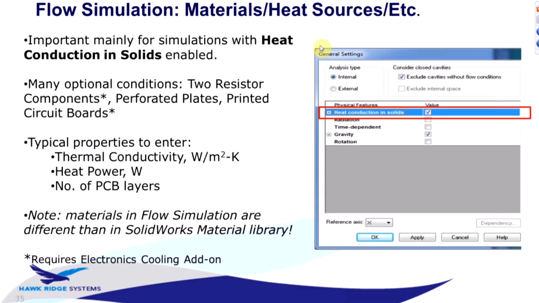There are also a number of ways to define heat sources in the simulations. We'll be able to just manually define a certain heat power, for example, in watts or other units. We'd also be able to use something called a two-resistor component model, which is common for PCB components that you may have a spec for from the manufacturer. We can also define things like perforated plates over the fans or vents in a box, and printed circuit boards that are defined by the layers in the board and the coverage of the traces. And of course, all of these things will typically need the thermal properties associated with them.